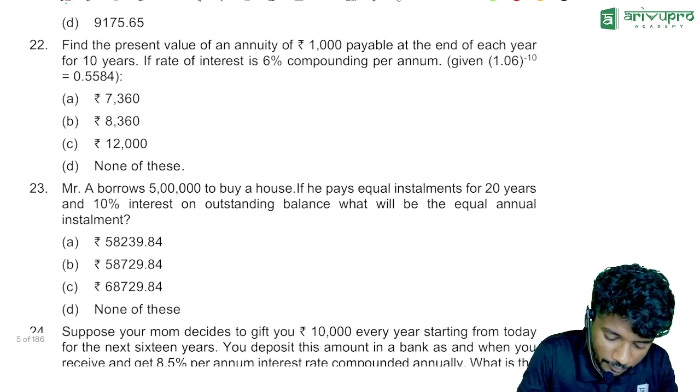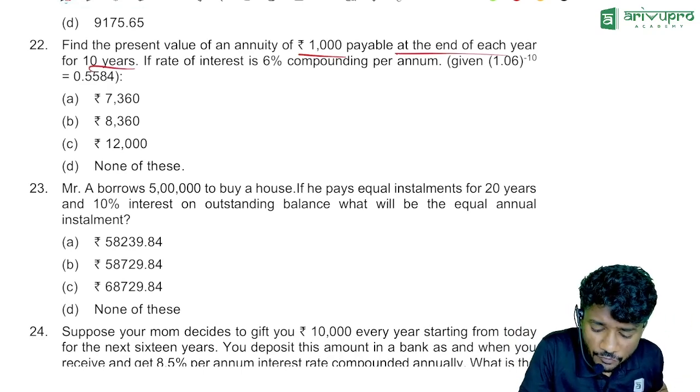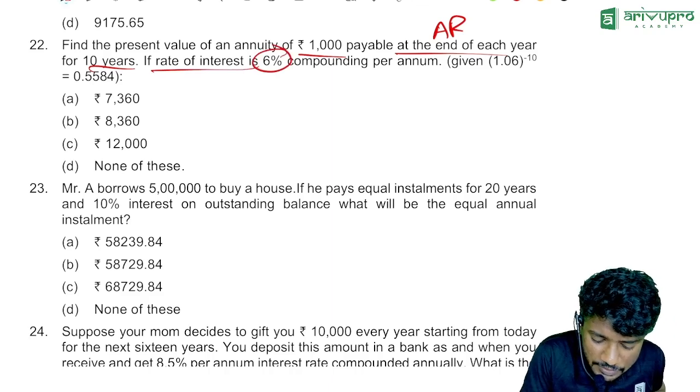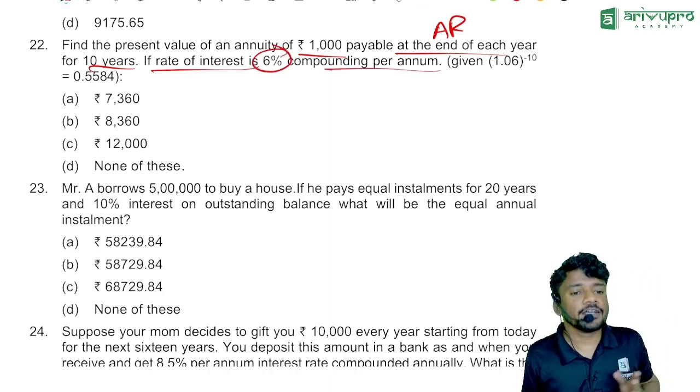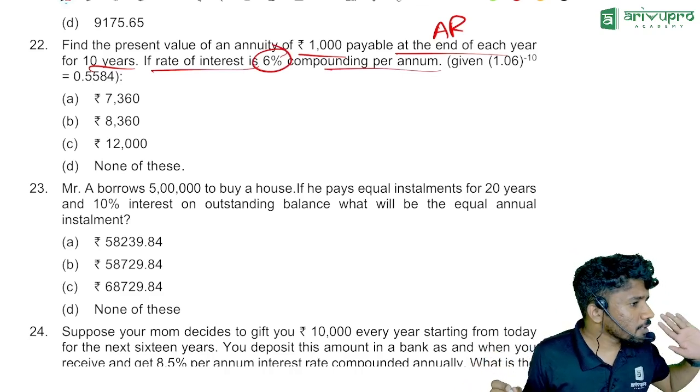What is the present value of an annuity of 1000 payable at the end of each year for 10 years? End of the year means a regular annuity. The rate of interest is 6% compounded per annum. How are we going to find it? We use the GT method. Directly use the GT method and you will get the answer.